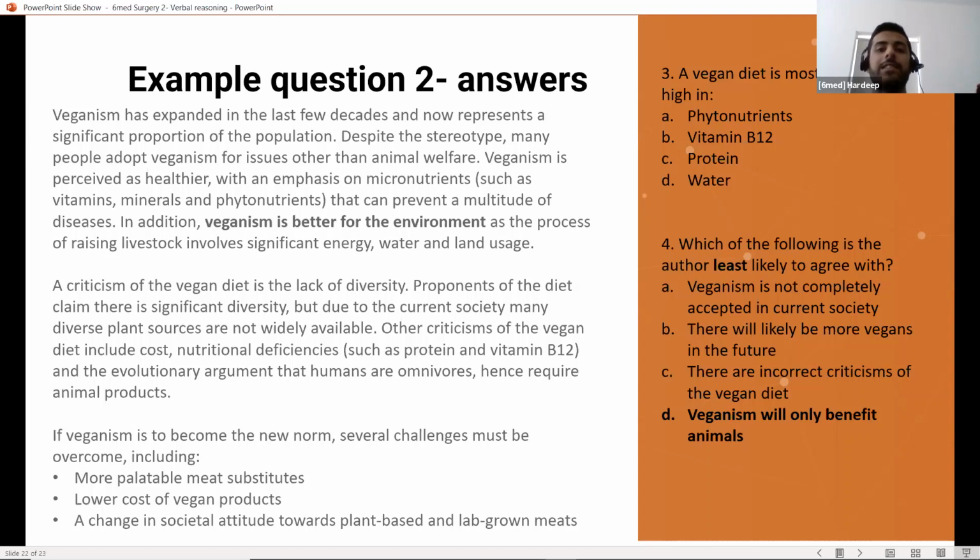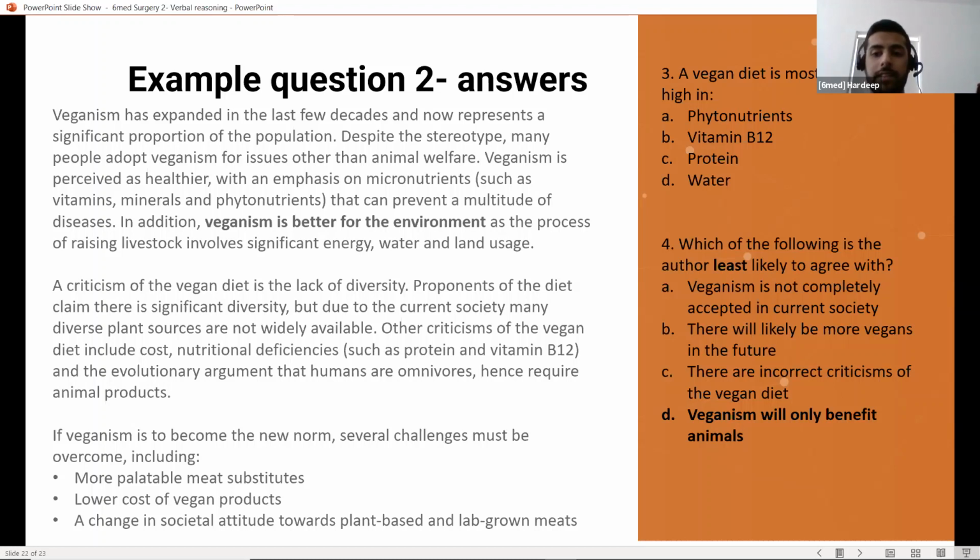Because essentially it's saying which one is not really a good conclusion you can make from the passage. And so D, you can see it doesn't really agree with what's been said because it's talked about being better for the environment, potentially better for health, these other aspects. And so that's why D is the correct one there.